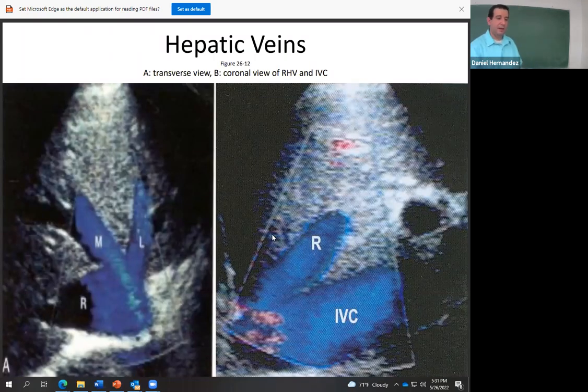Here you can see now we have a transverse view. It kind of looks like a bunny. You might hear this referred to as a bunny sign when you want to image the hepatic veins. So here we're in a transverse view. This is our IVC in transverse. And we can see the left hepatic vein, middle hepatic vein, and then this is a portion of the right hepatic vein, all coming together and draining into that inferior vena cava.